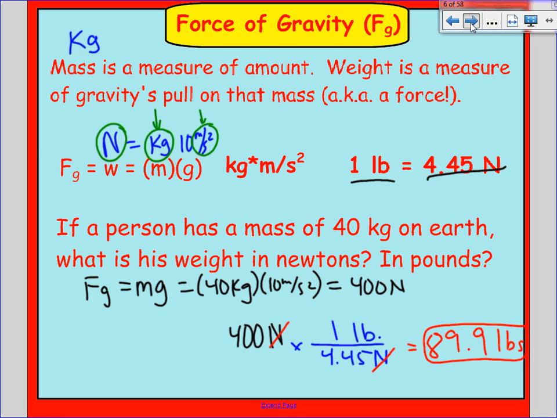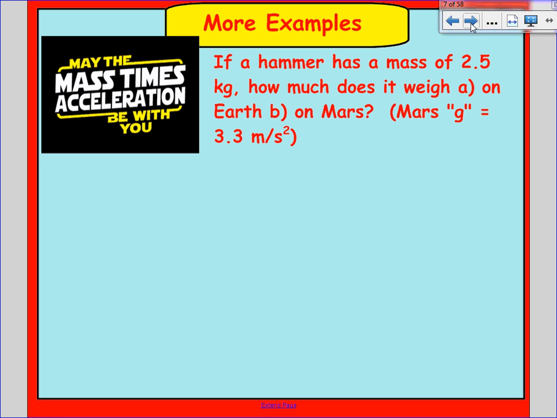Let's look at another example. If a hammer has a mass of 2.5 kilograms, how much does it weigh, A, on Earth, and B, on Mars? Mars's g value is 3.3 meters per second squared, roughly about a third of what it is on Earth. Well, on Earth, we're just going to take the mass, which is 2.5 kilograms, times the Earth's acceleration of gravity, which is 10 meters per second squared. This would come out to be 25 newtons.